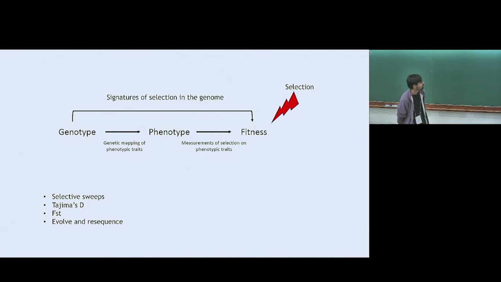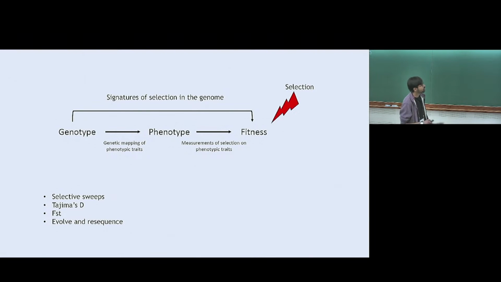And since high throughput sequencing is now easily and cheaply available, there is a direct way of looking at the genome of an individual to identify where selection is occurring, on what genes, on what mutations selection is occurring. And that's what I'm going to talk about today.